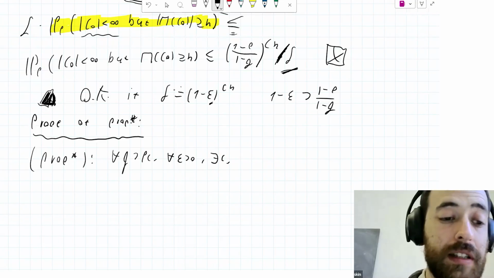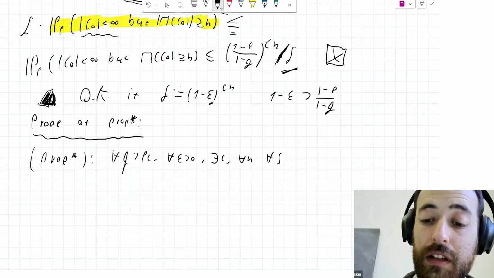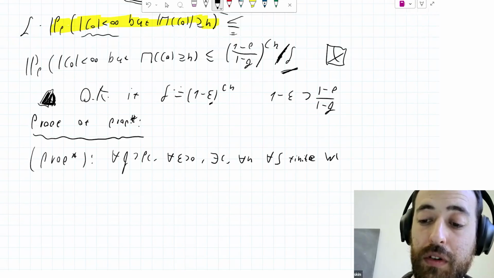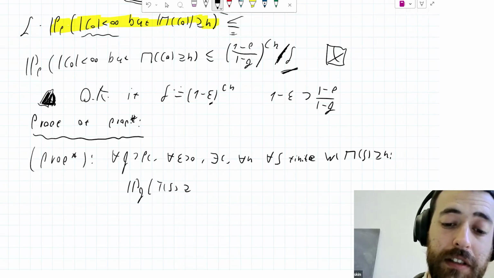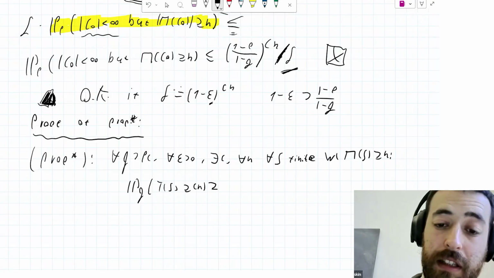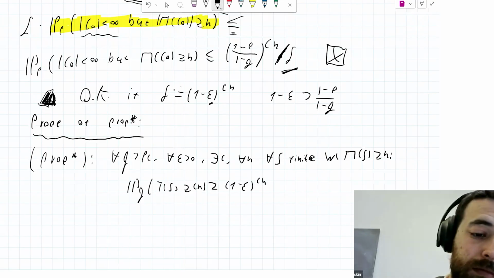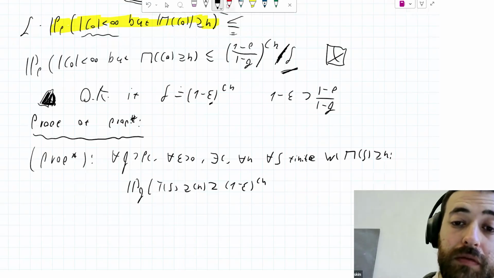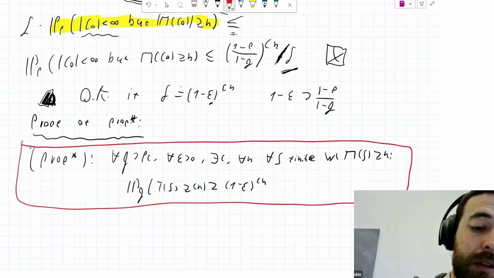There exists some constant C such that for all n and for all S finite with pi at least n, the probability under Q that we have at least Cn touches is at least 1 minus epsilon Cn. So this is what we want to prove, and this will suffice, even though it's weaker than what we originally said.